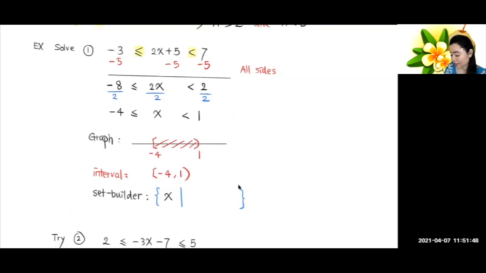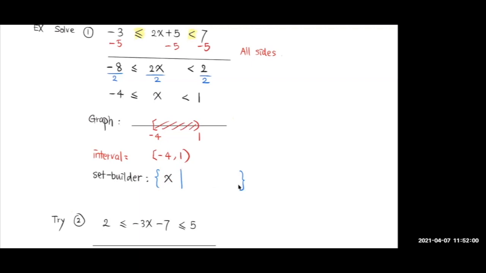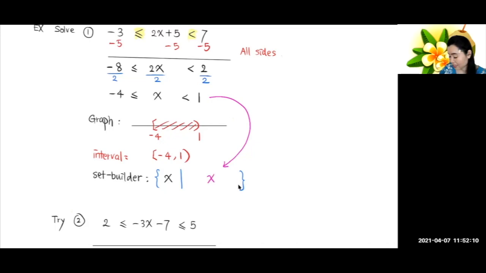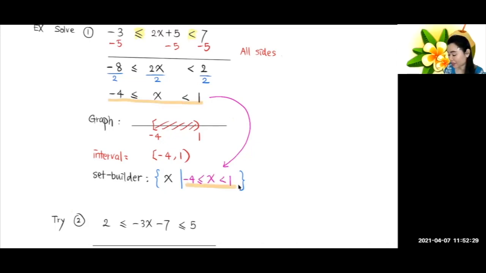Okay, good. What about set notation? The set of all x such that, what should I put over here? What we solved: -4 is less than or equal to x and less than 1. You got it. You put the same inequality here, the one you just got, put it over here. This is a condition for this x to be in the solution set.